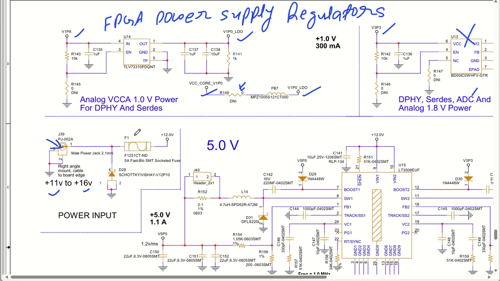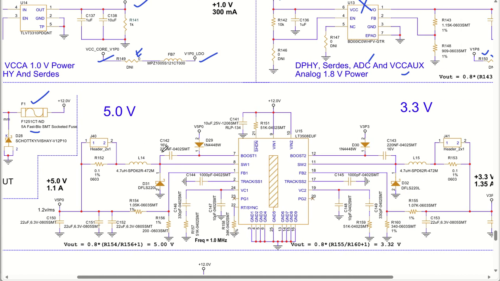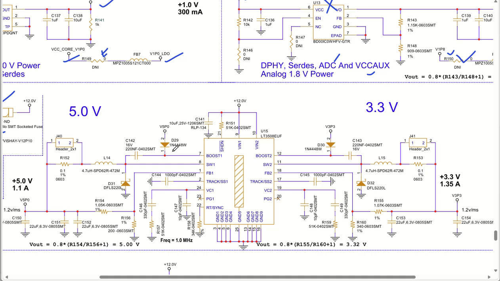Then a very simple fuse is used to protect against or limit the inrush current. A 5 ampere fast blow fuse is used for this particular 12 volt input power supply. Then coming back to the main regulator.